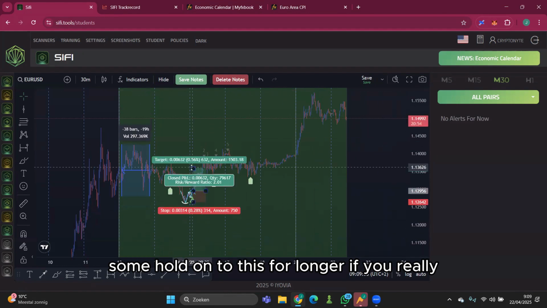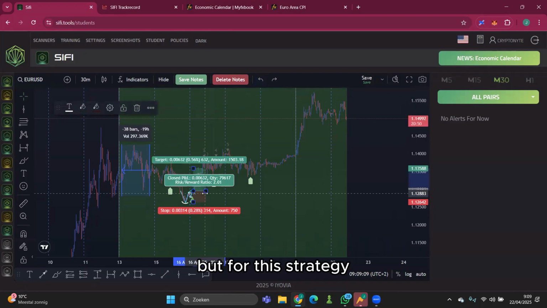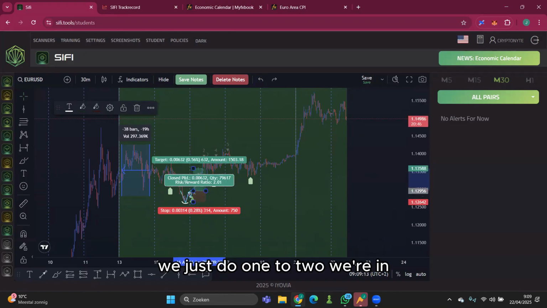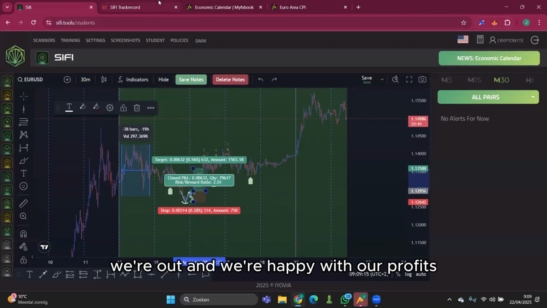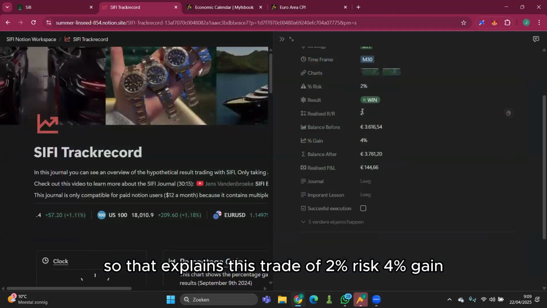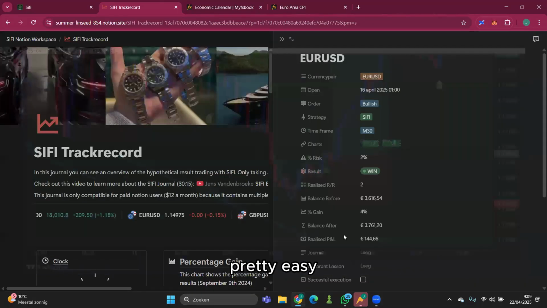Of course, some hold on to this for longer. If you really understand market structure, you can hold on to that for longer. But for this strategy and to keep it simple for everyone, we just do a 1 to 2. We're in, we're out, and we are happy with our profits. So that explains this trade of 2% risk, 4% gain. Yeah, nothing much to say about that. It's pretty simple, pretty easy.